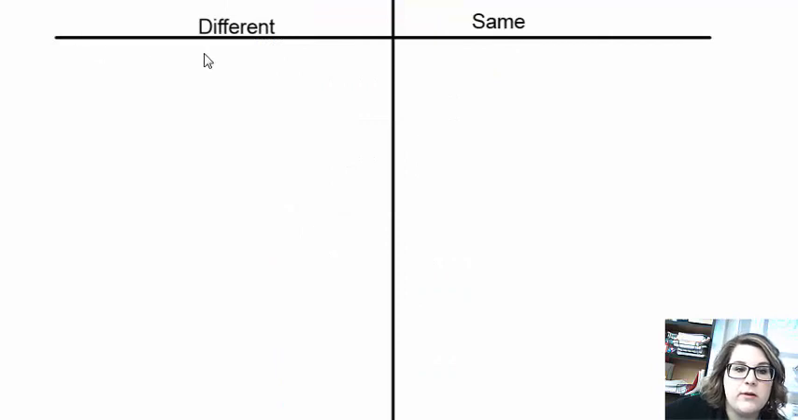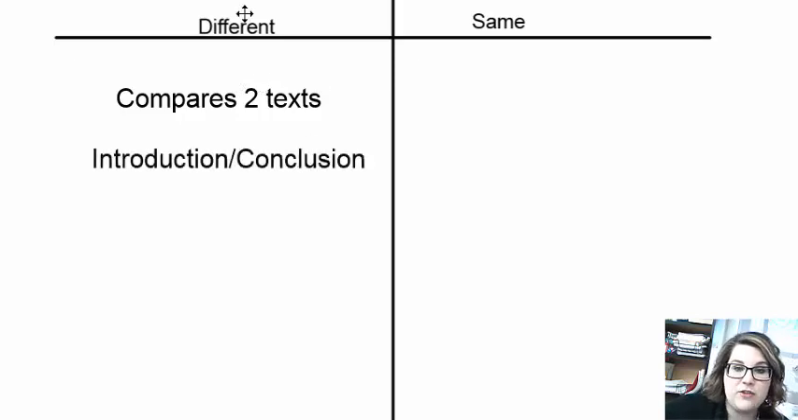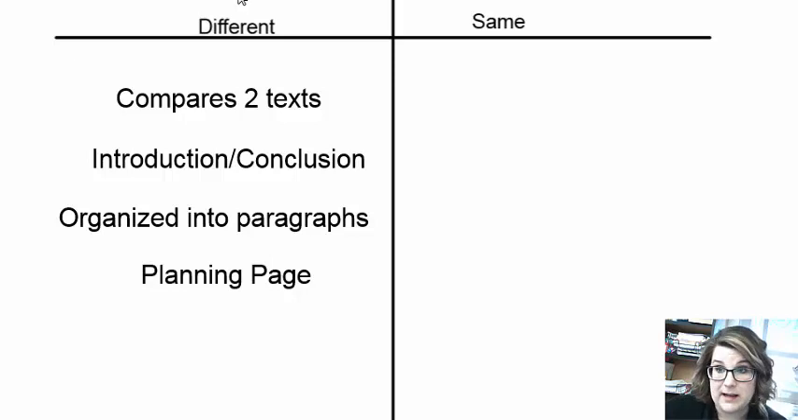So we have some things that are different, and we have some things that are the same. In terms of different, a 4-point response actually asks you to compare 2 different texts. So we're going to be looking at 2 today. A 4-point response has an introduction and a conclusion, or at least an introductory statement and a concluding statement. A 4-point response is organized into paragraphs, and a 4-point response has a planning page, so you've got some time to plan before you write.